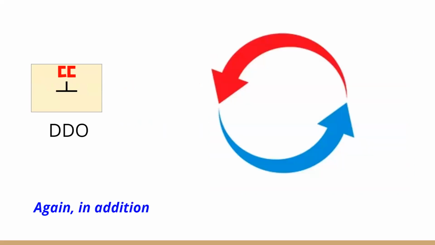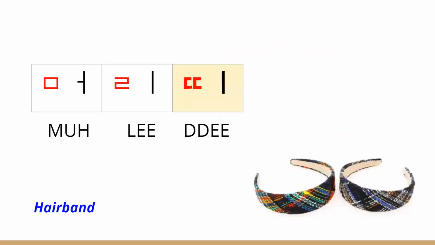같이. This word is 또. 또 means to do something again. You usually add 또 in front of a verb to say that you do something again. 또. The last word for today is 머리띠. 머리띠 means hairband. 머리띠.